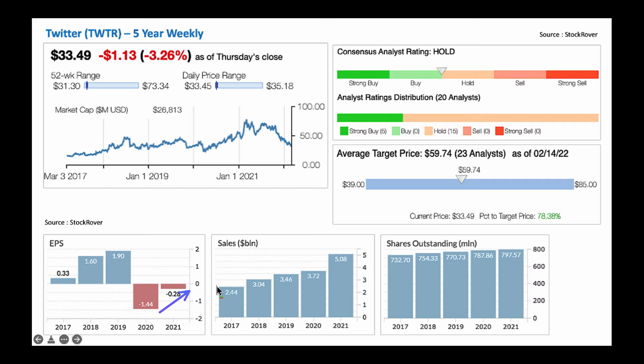From a sales perspective, the company is doing very good on an annual basis. The sales are growing. That's always a good story. And shares outstanding is pretty constant, not a big deal. That's also good. So in a nutshell, the company is beaten down here.